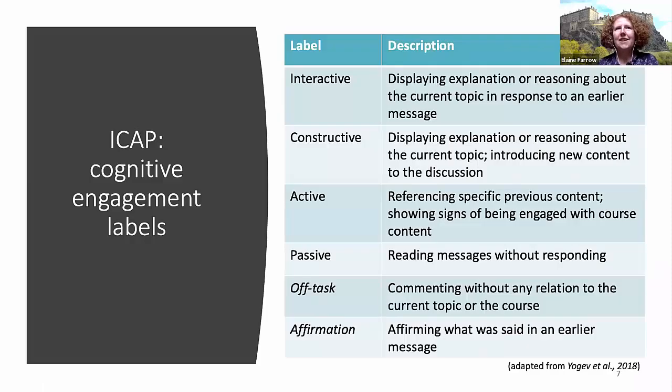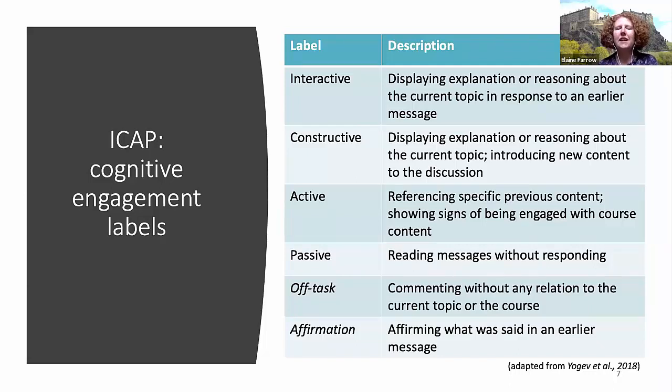So in the context of discussion forums, the way these different modes of cognitive engagement work is something like what I have in the table here. Interactive mode refers to messages that display explanation or reasoning about the current topic in response to an earlier message. That's the part where we're building on what has gone before. Constructive would again be explanation or reasoning, but without that link back to something that someone else has said. And constructive can also just be introducing new content to the discussion.